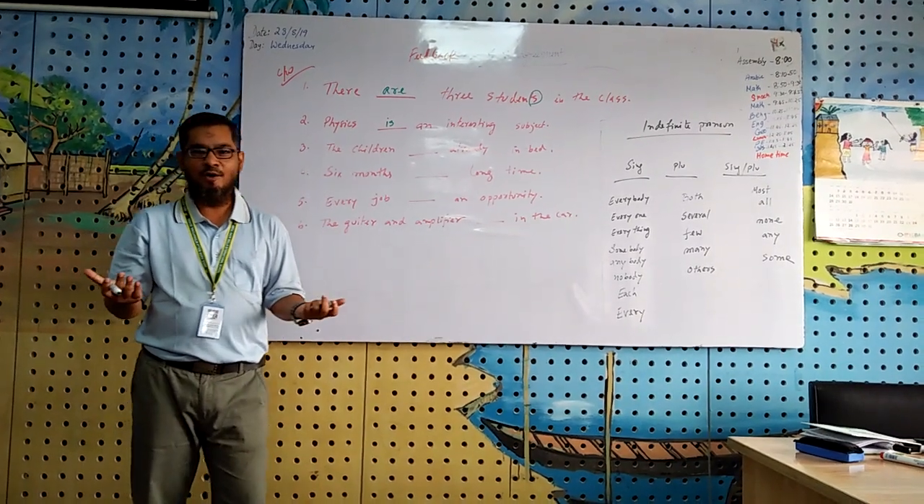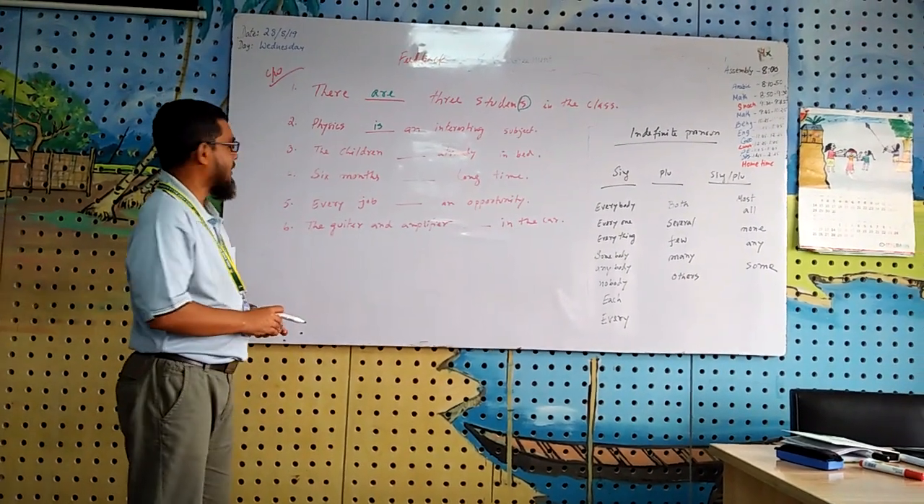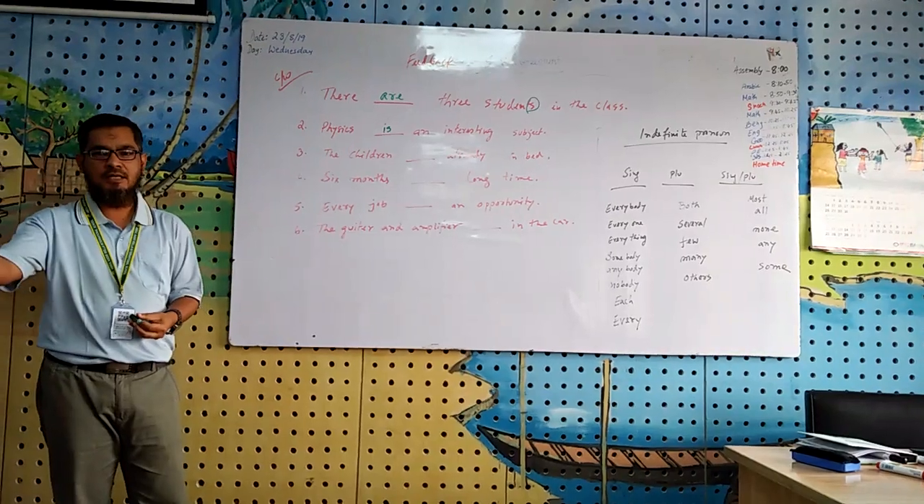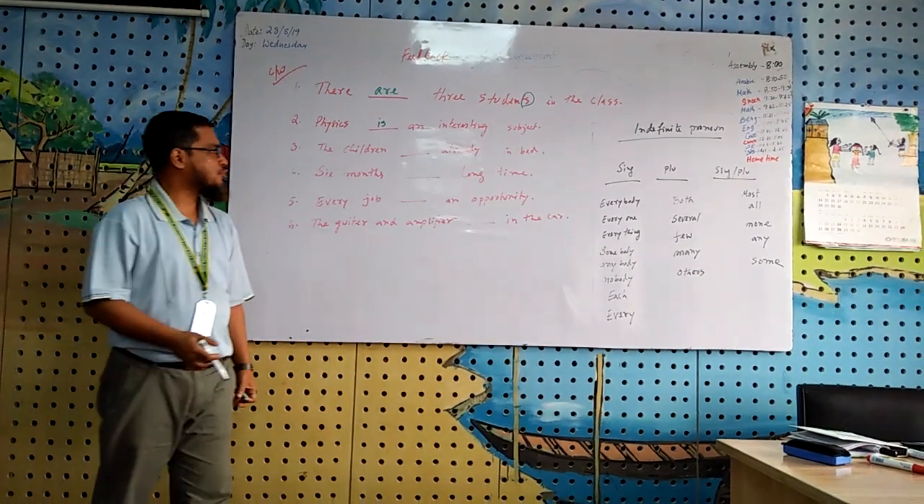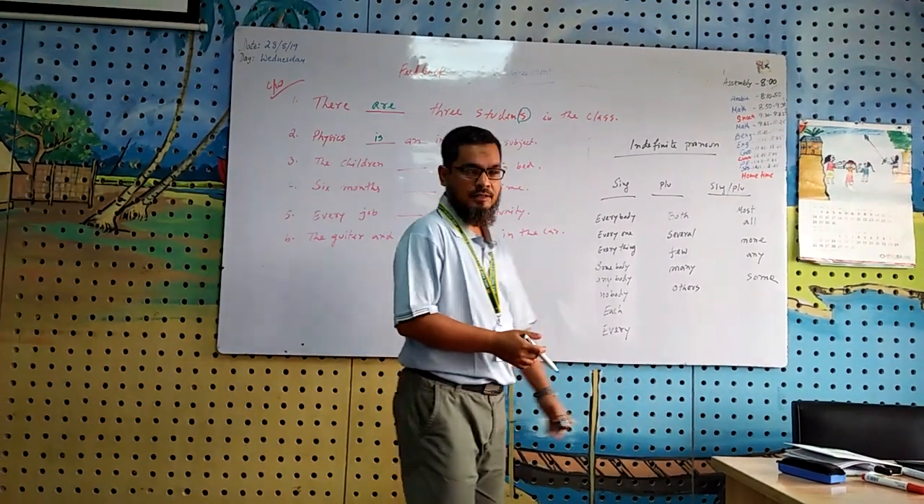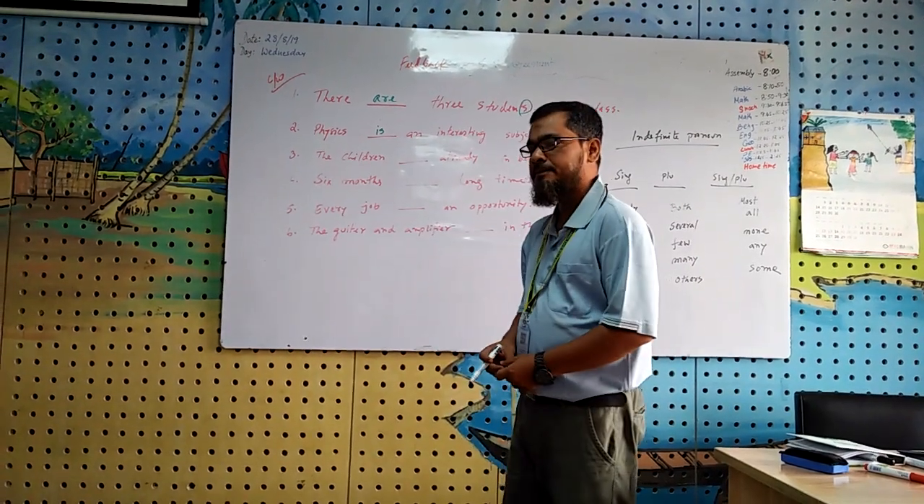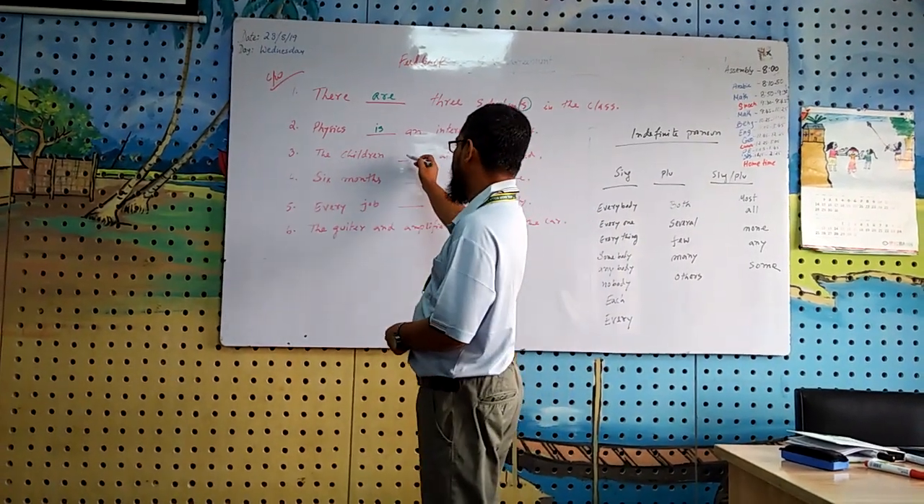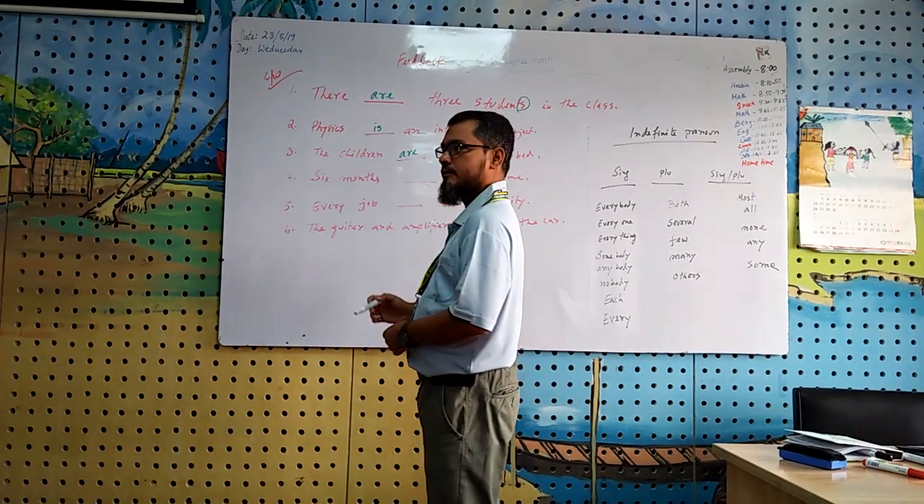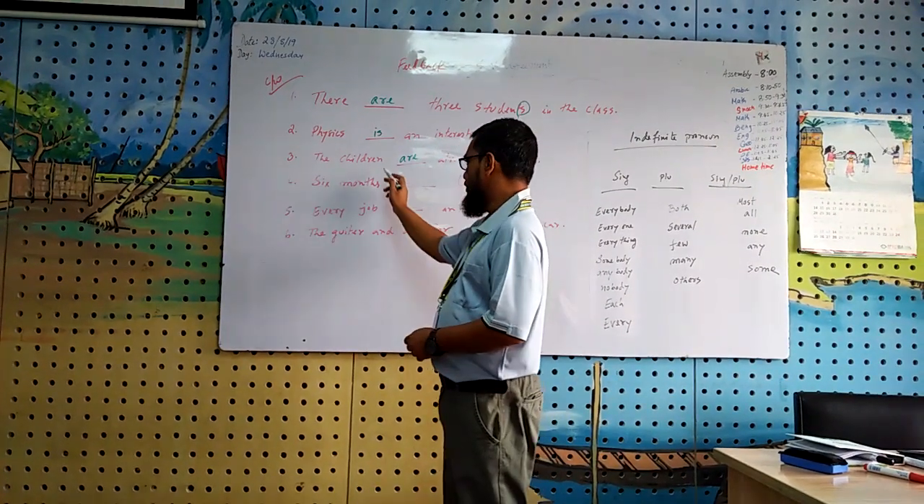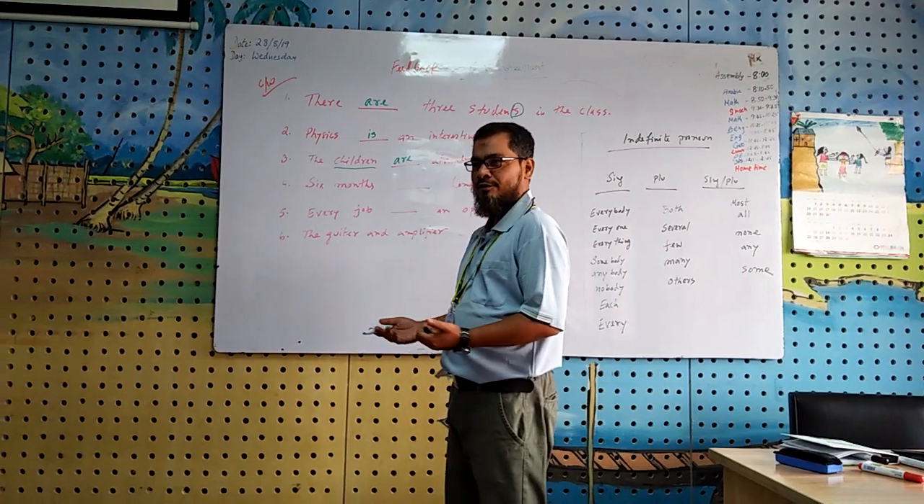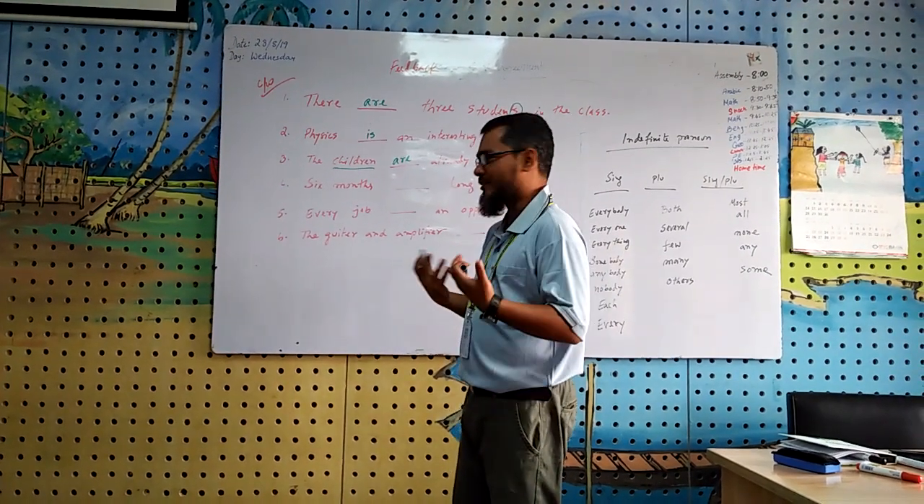Fantastic. Wow. Marvelous. Now, third one, Miss Anaya, you tell me. Number 3, the children dash already in bed. Which verb should we use there? Are. What is the reason? Because plural. Which one is plural? Children. The subject is plural, right? Wow! I'm happy.